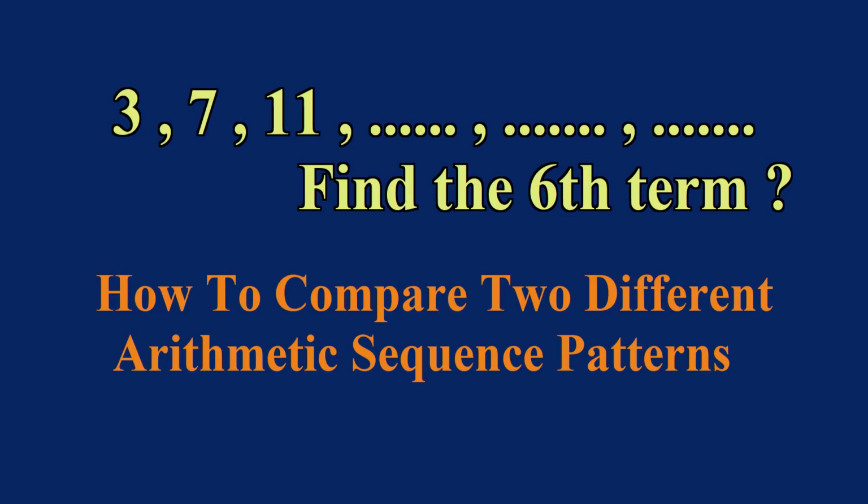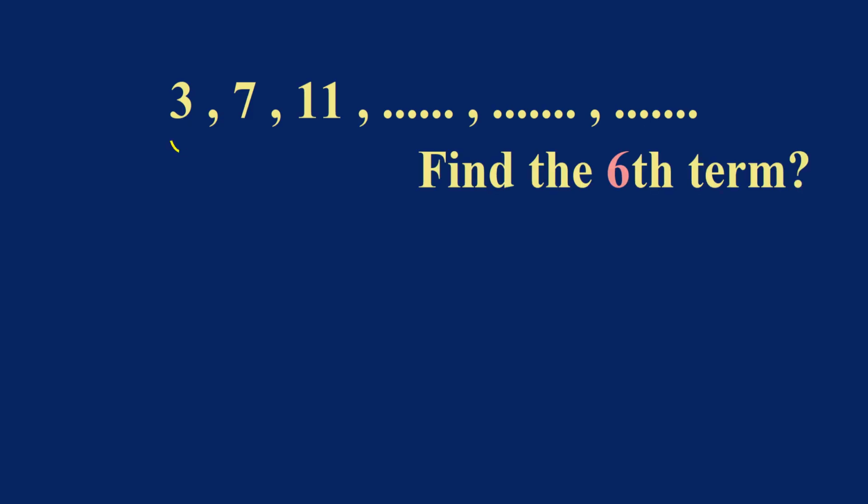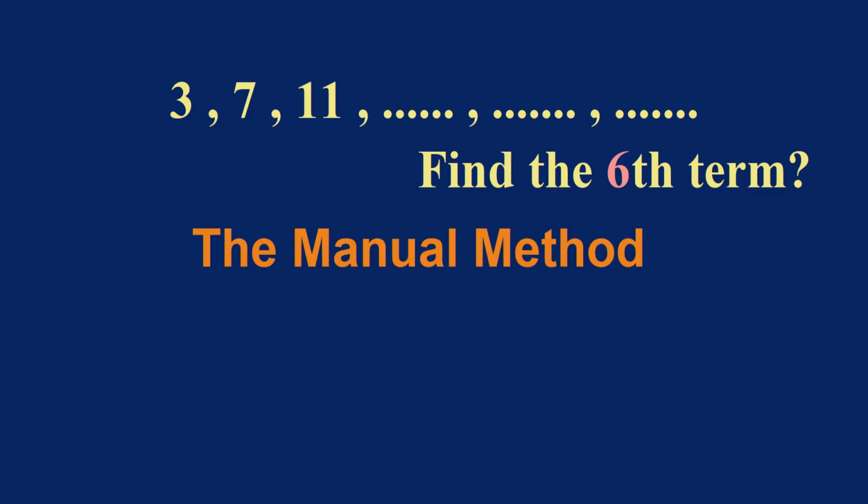In this live recording we have this sequence 3, 7, 11 and our goal is to get the sixth term. Today I am showing you two methods to solve this problem. The first method is called the manual method. This method is perfect for short arithmetic sequences.